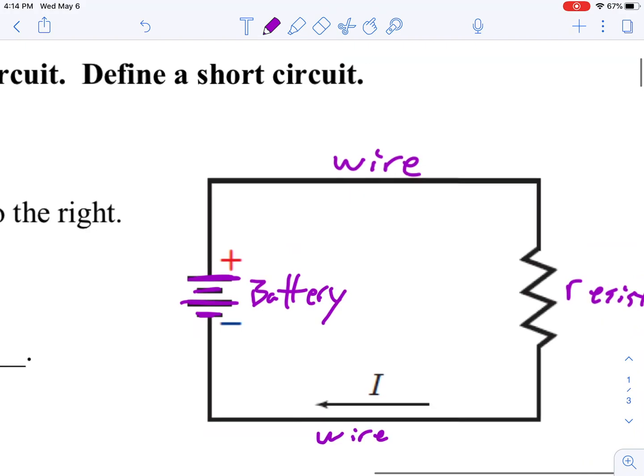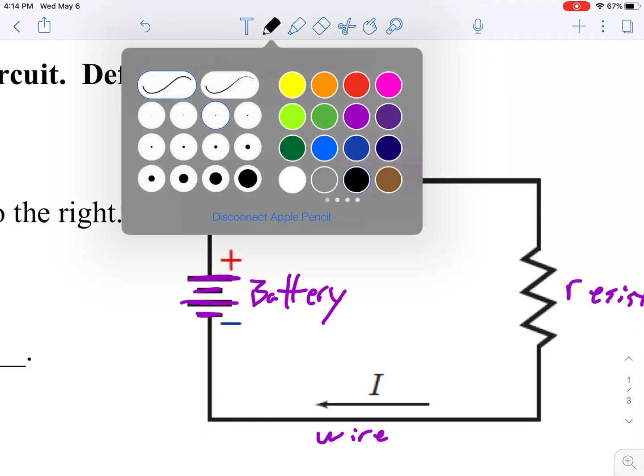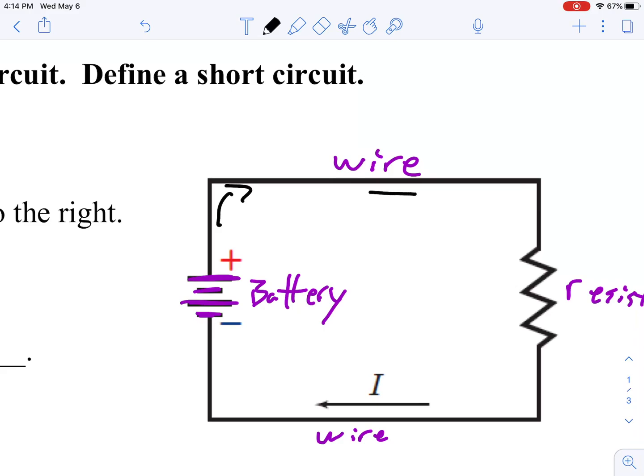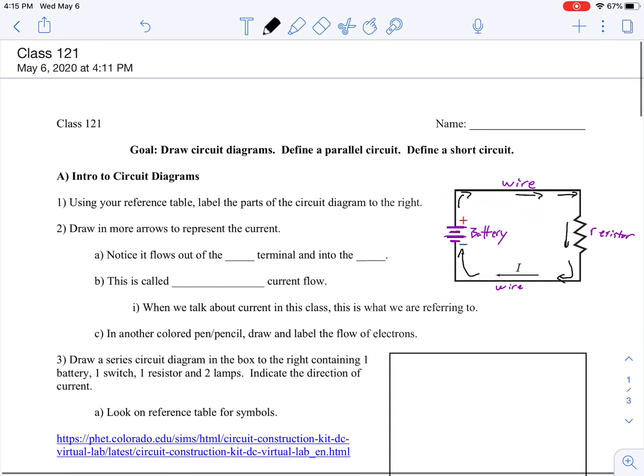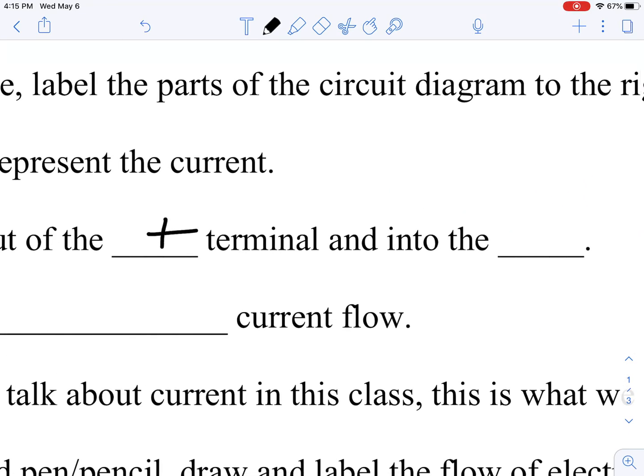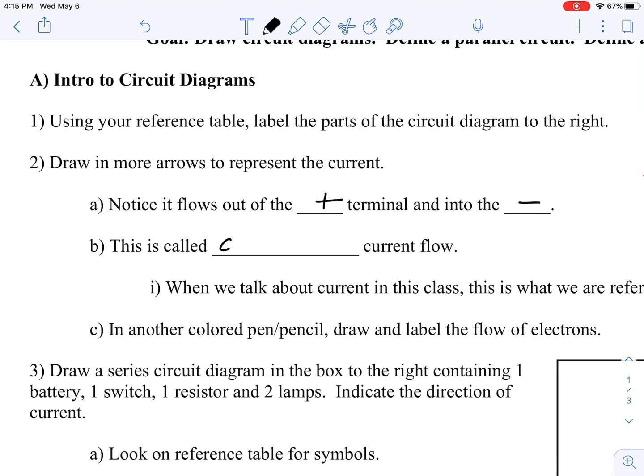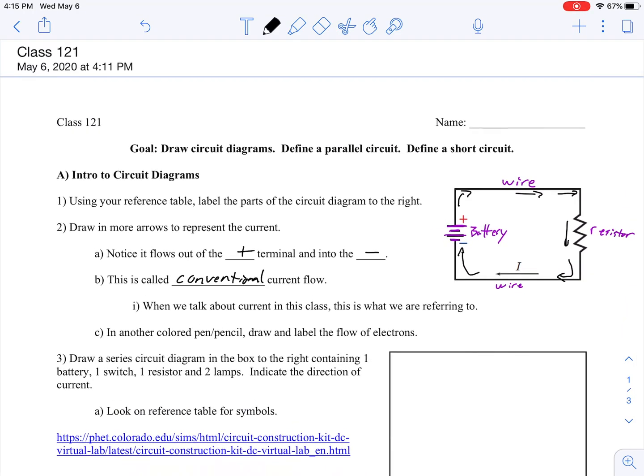Drawing a couple more arrows to represent the current. It's really important to note that current flows out of the positive terminal, goes around the circuit, through the resistor, down this way, and back into the negative terminal. Notice that current flows out of the positive terminal and into the negative. This is called conventional current flow. We've spoken about that before. It's the flow of positive charges. Yes, we know that positive charges don't actually move, but in this class, whenever we talk about current, we're talking about conventional current, the flow of positive charges.